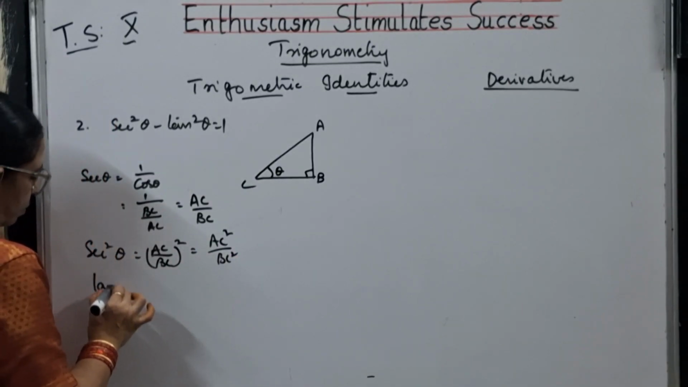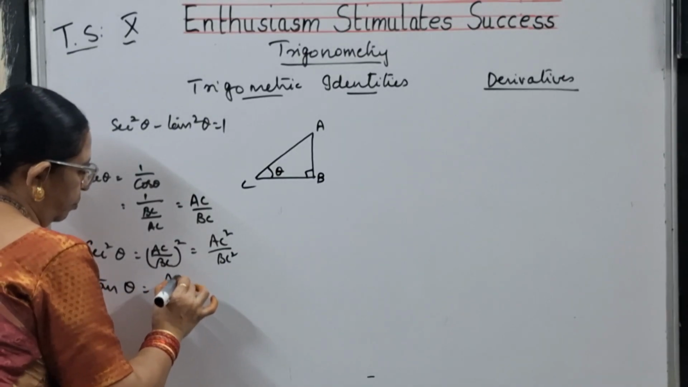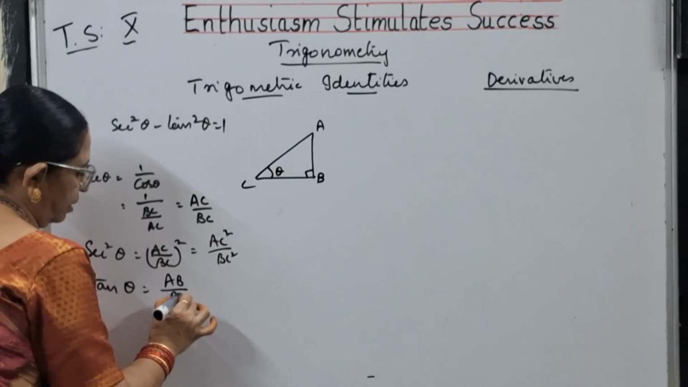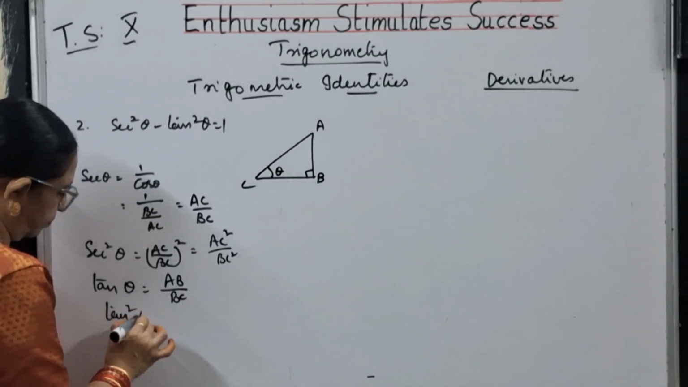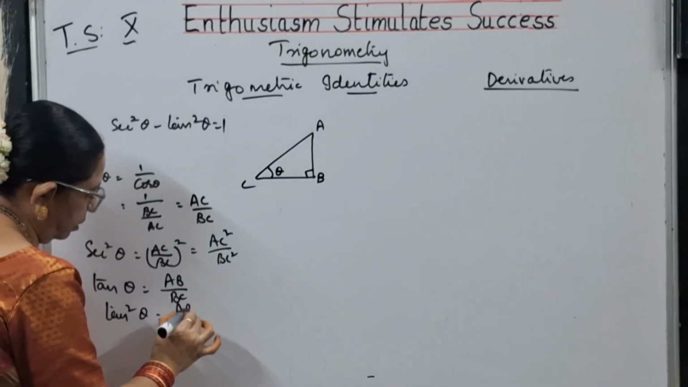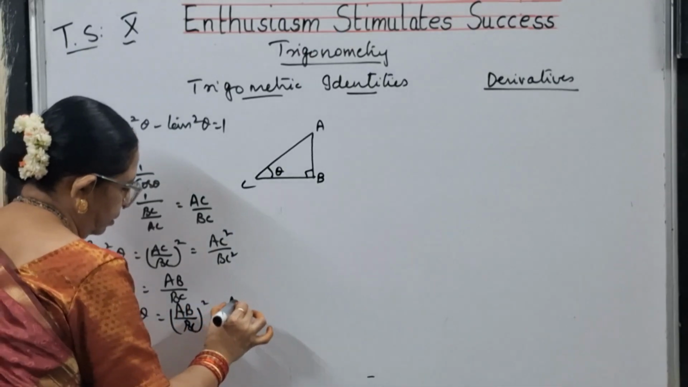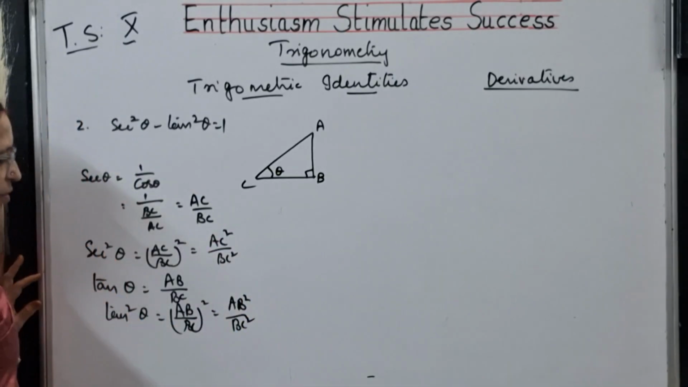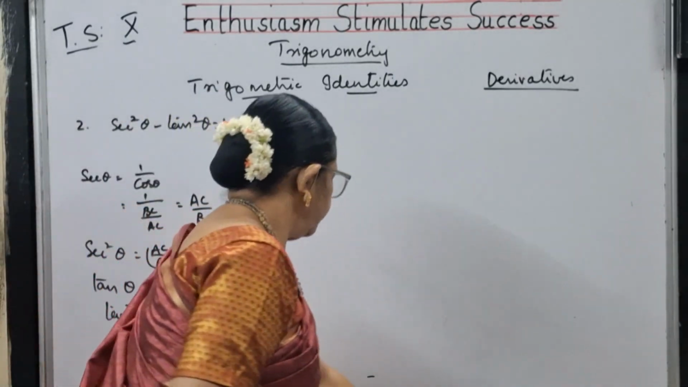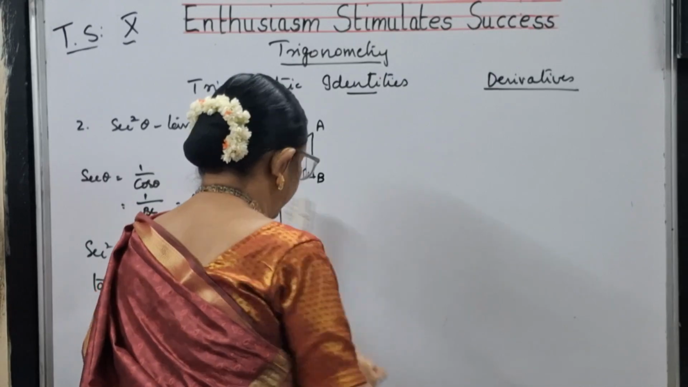Now tan theta. Tan theta is opposite side by adjacent side, AB by BC. So what is tan square theta? AB by BC whole square, that means AB square by BC square. So we have got secant square theta and tan square theta.